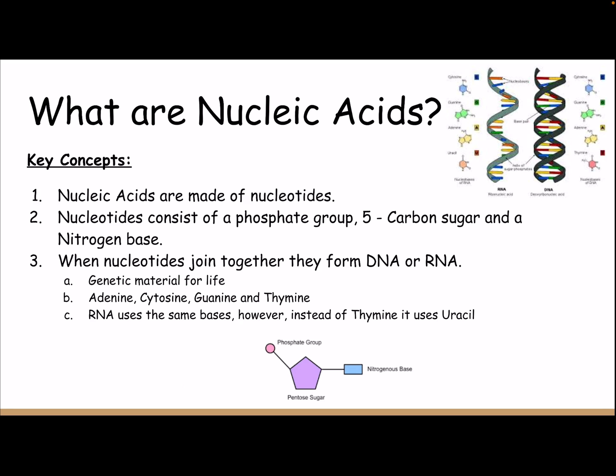And so if you look at the bottom, that circles the phosphate group. In the middle, we have the pentose sugar, and then on the right, in this case, the blue one is the nitrogenous base. And so when we're talking about those nitrogenous bases, we have some options that we're going to use, okay? And it depends on which type of nucleic acid we're talking about.